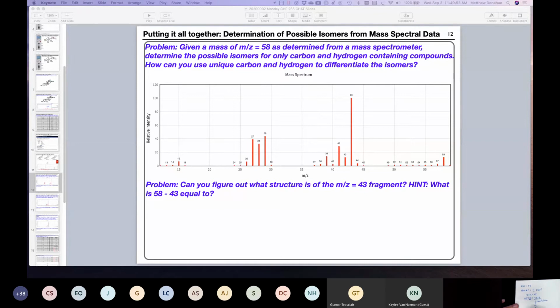I'm going to show you the reason why. As Hannah pointed out, 12 times 4 is equal to 48. And what is that? That is the carbon contribution to the molecular formula. We said as a clue there's only carbon and hydrogen, right? So the max hydrogens is equal to 58 minus 48. That gets 10, right?